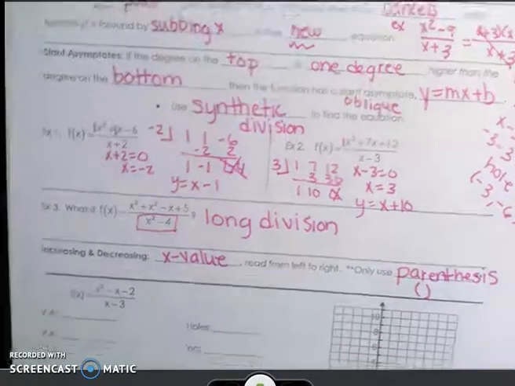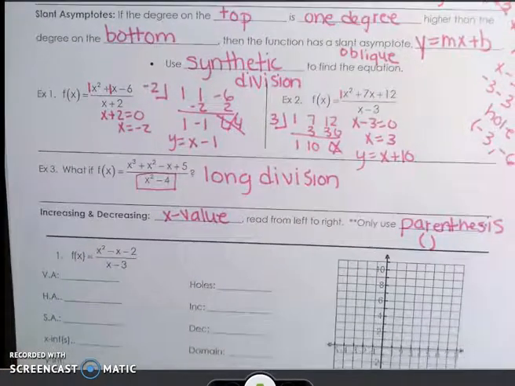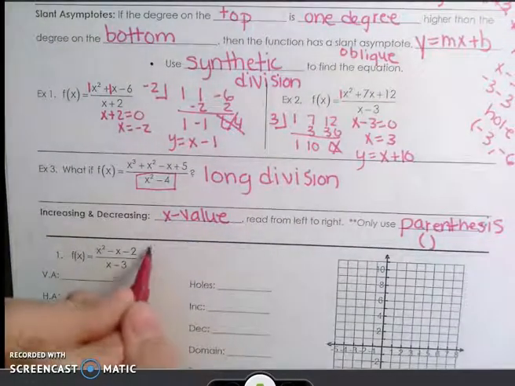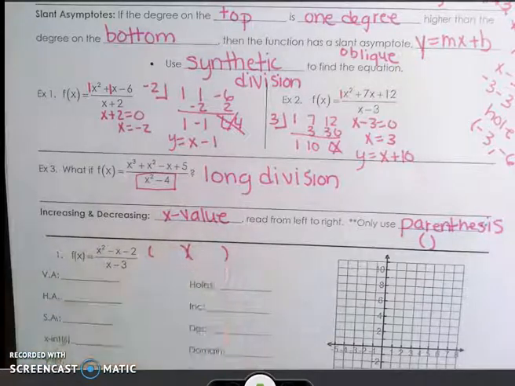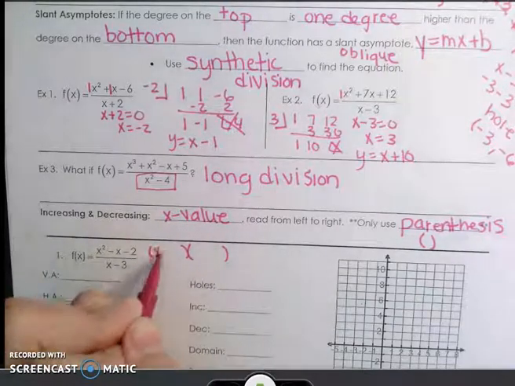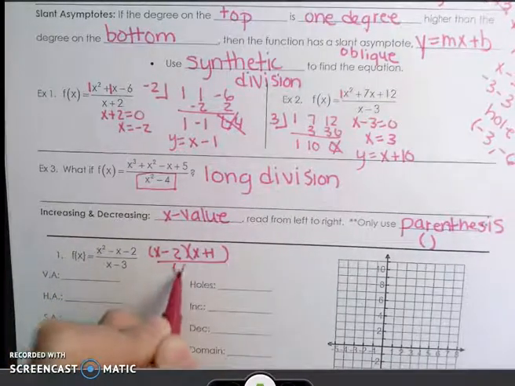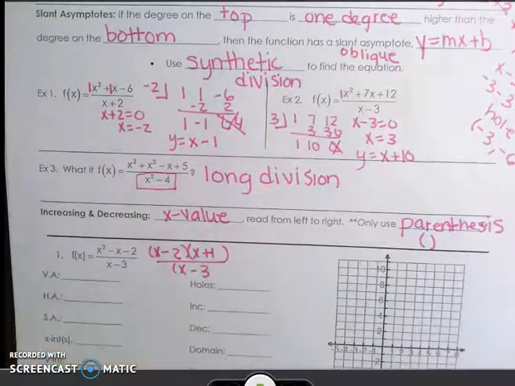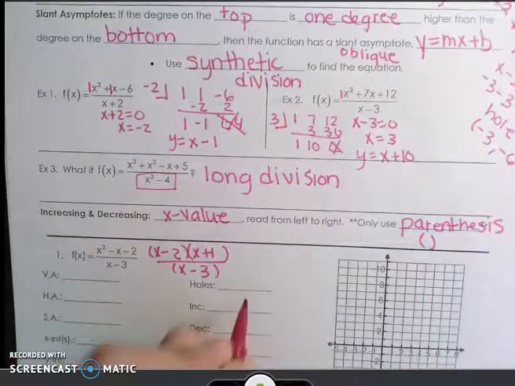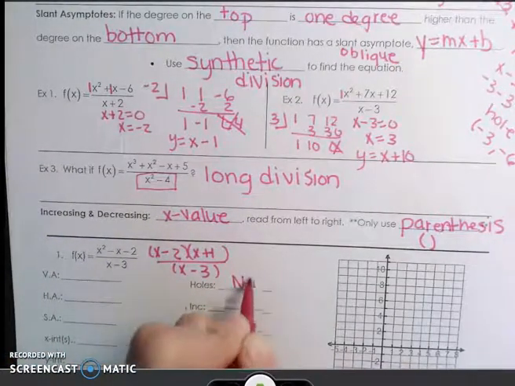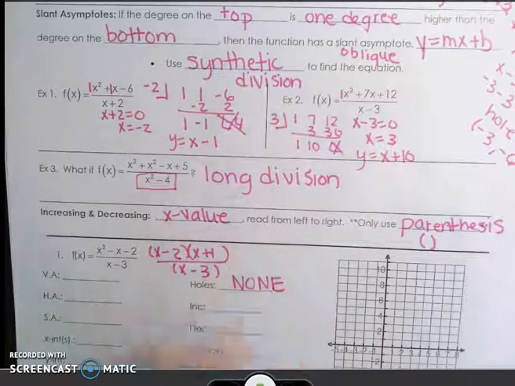Alright, moving on to the first one. Always, always, always, of course, factor the top and the bottom. As you know from that page in your book, it says to factor first. And nothing cancels, so that right there tells me I don't have a hole. So you can just say none, mark it out, do whatever you want. So you have no hole.